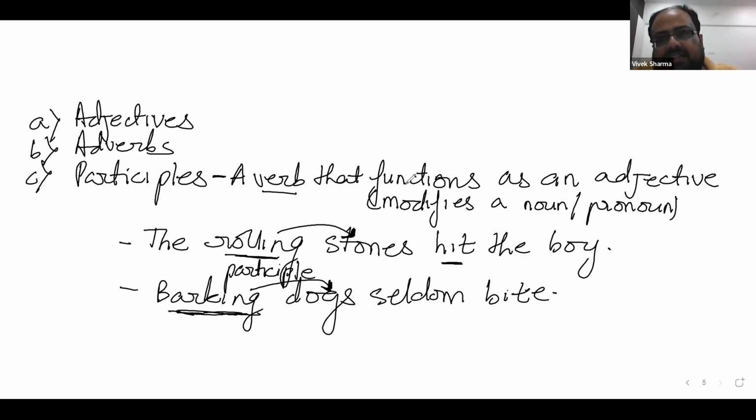Barking, which technically is an action. Barking is an action, so it's a verb. But here it performs the function of an adjective. So this becomes a participle.